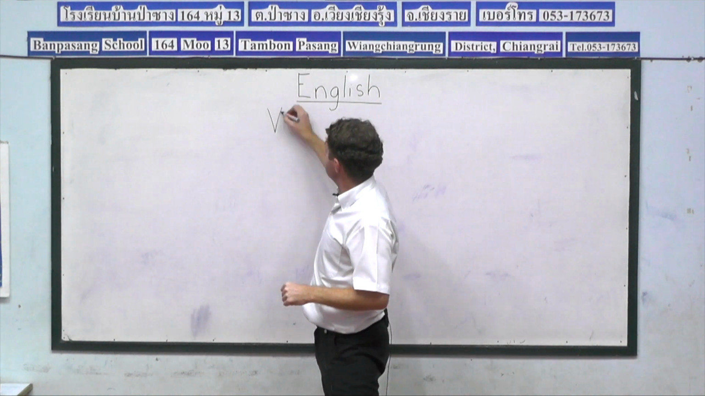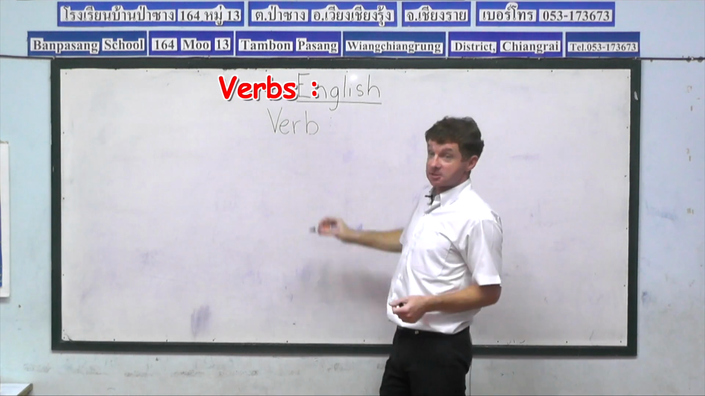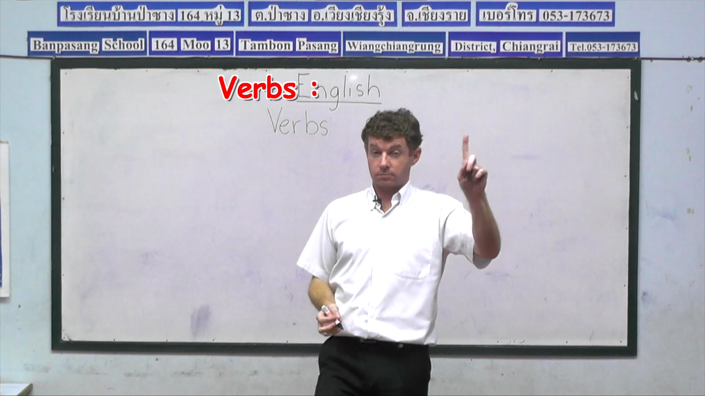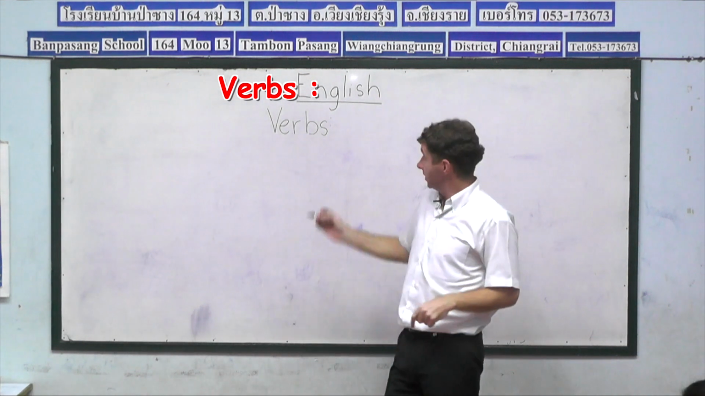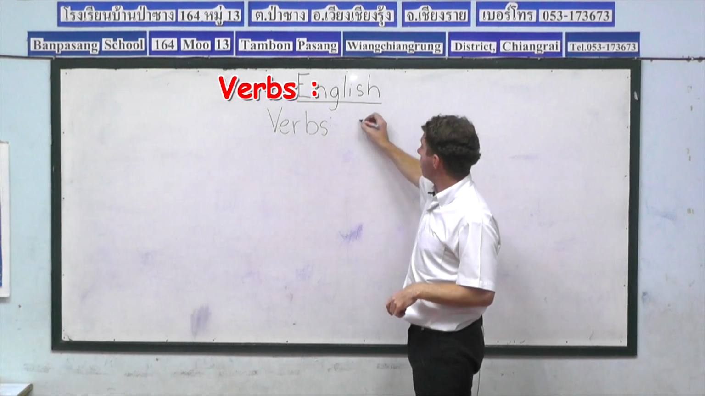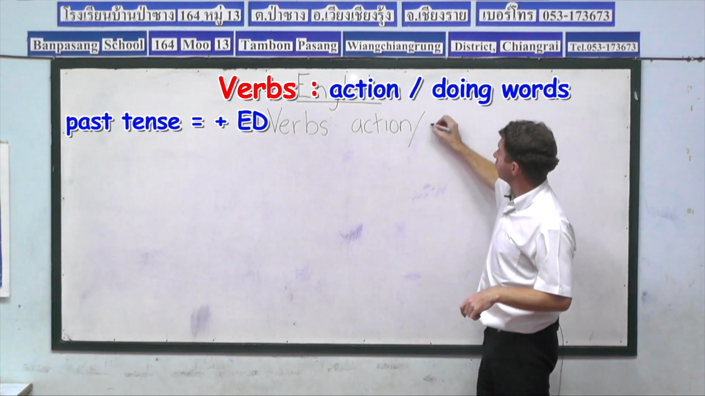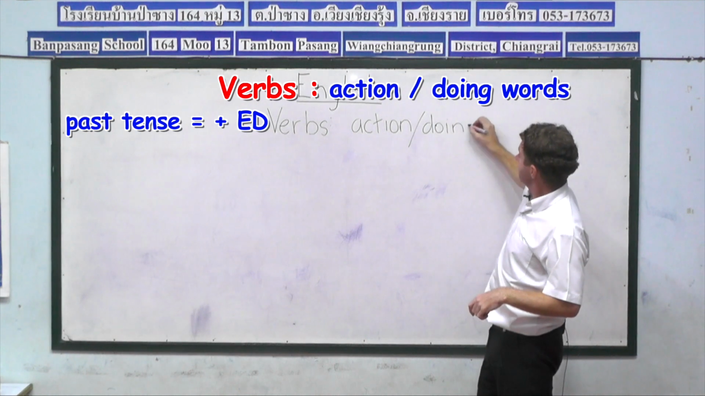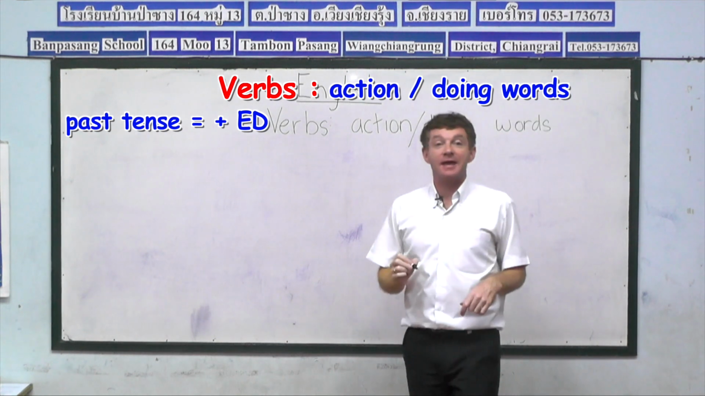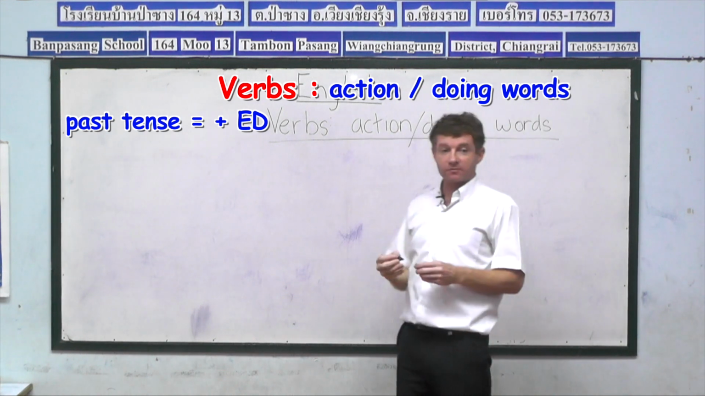Verb. V-E-R-B. We can say verbs. Verbs means more than one. It's the plural form. Verb is one. Verbs is more than one. And we can write verbs because we're going to be looking at more than one. So remember, verbs are action or doing words. Excellent, guys. So all together, verbs, action, or doing words.